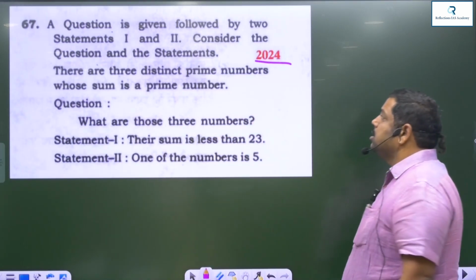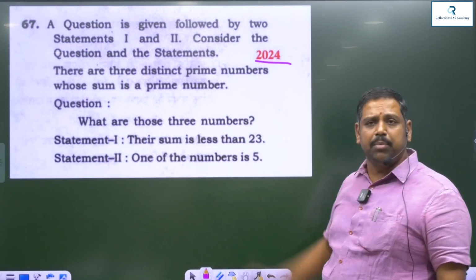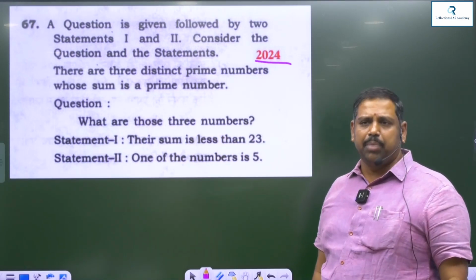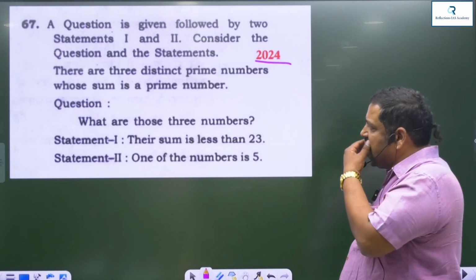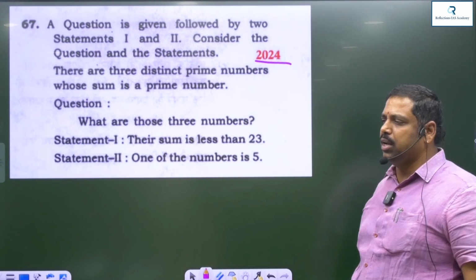Okay, good. So, we need those prime numbers. Question: what are those 3 prime numbers? Okay, good. Their sum is less than 23. Their sum is how much?